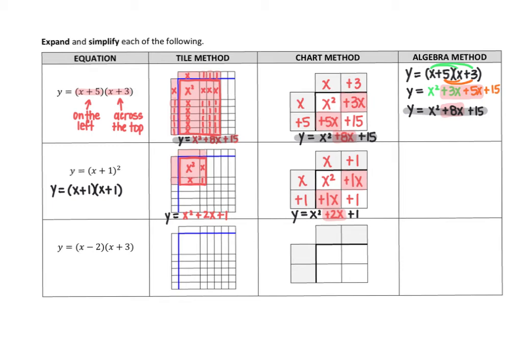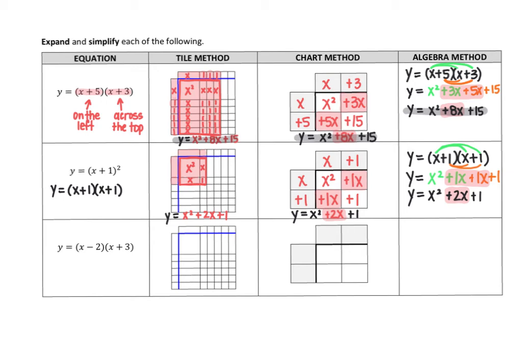With the algebra method, we'll multiply the x by everything in the second set of brackets to give us x squared plus 1x, and then we'll multiply the 1 by everything in the second set of brackets to have 1x plus 1. We'll collect the like terms, and we'll wind up with y equals x squared plus 2x plus 1.